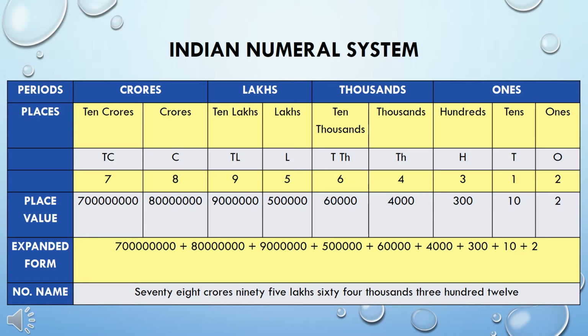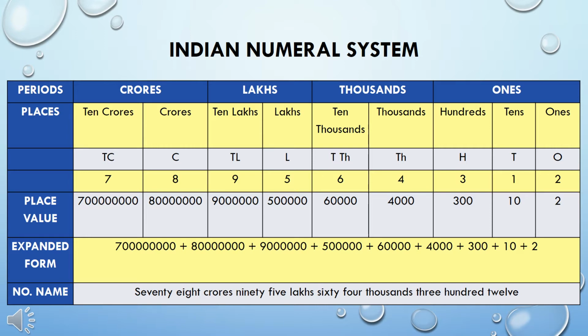Children, let us now revise the Indian numeral system. As we talk about periods, from the right to the left, we have ones, thousands, lakhs, and crores. The places from the right to the left are ones, tens, hundreds, thousands, 10,000s, lakhs, 10 lakhs, crores, and 10 crores. If we have 7 in the place of 10 crores, then the place value of 7 would be 70 crores. Then the place value of 8 would be 8 crores.